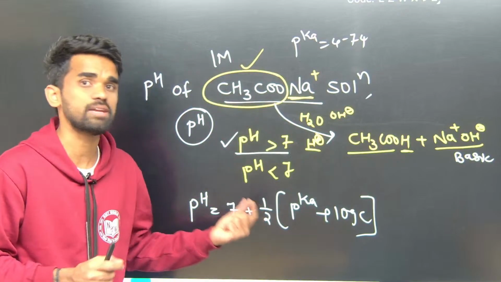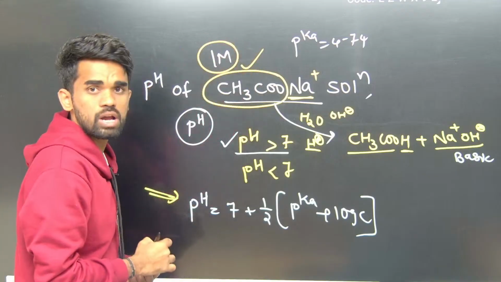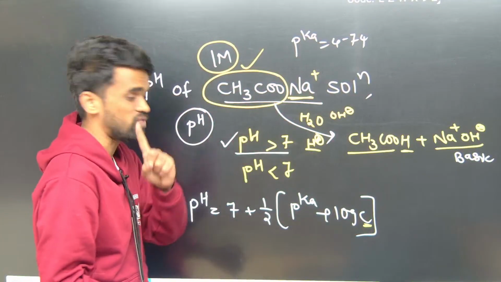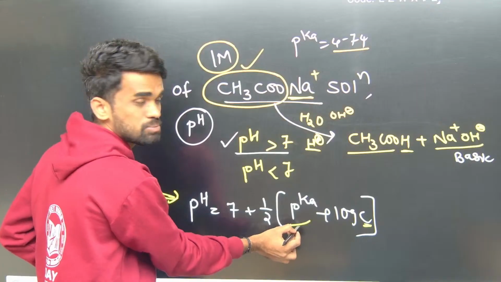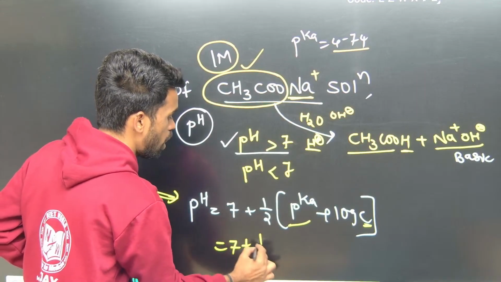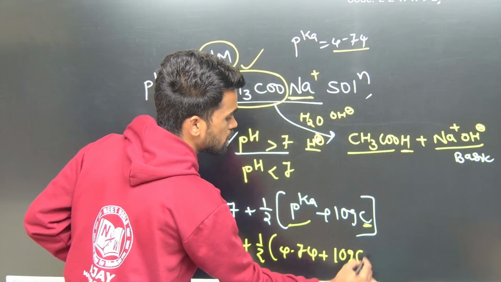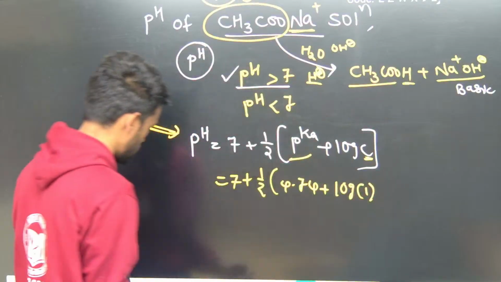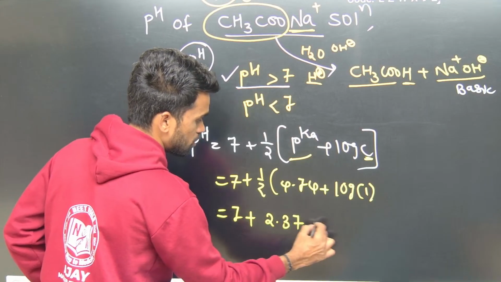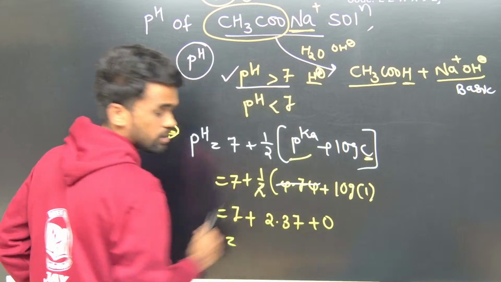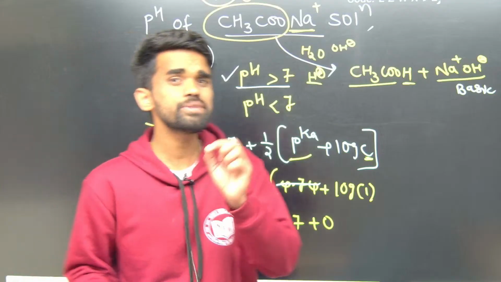If it is clear, just tell me the final answer you can get for this question, which I am mentioning as a 1 molar solution. It means concentration C is 1 molar, so log 1 is 0, and the pKa value is mentioned as 4.74. Just substitute: 7 plus half into pKa 4.74 plus log C. Log 1 is 0. So 7 plus, here you will get 2.37, plus 0. So 9.37 will be the pH of this particular solution. Hope this is clear.